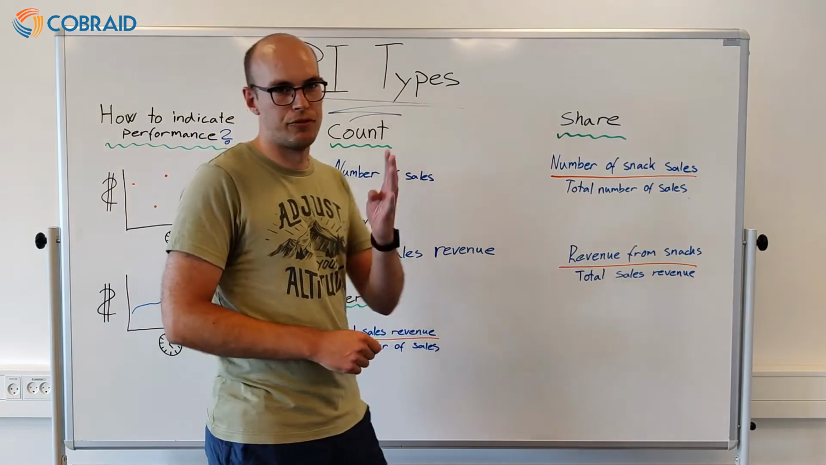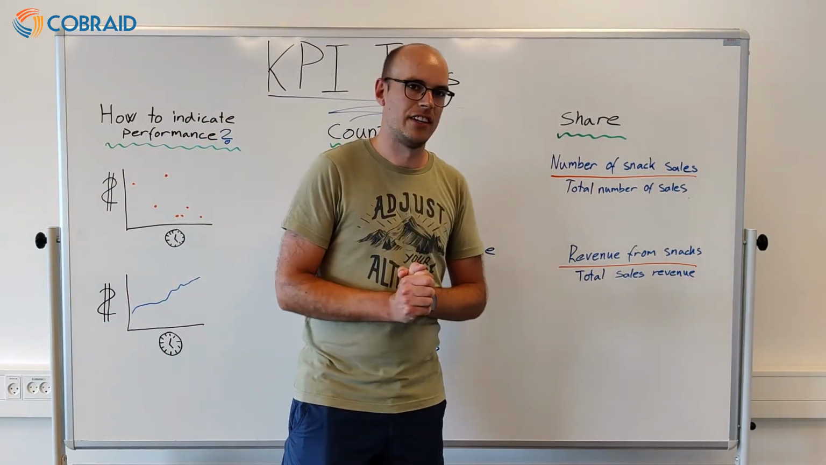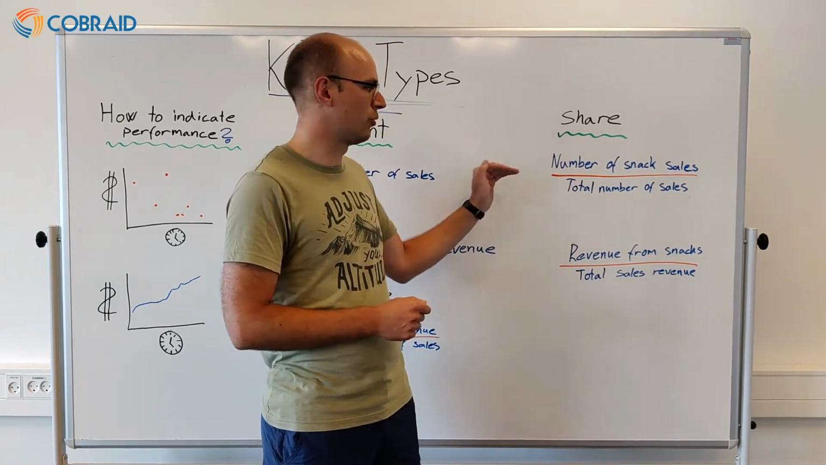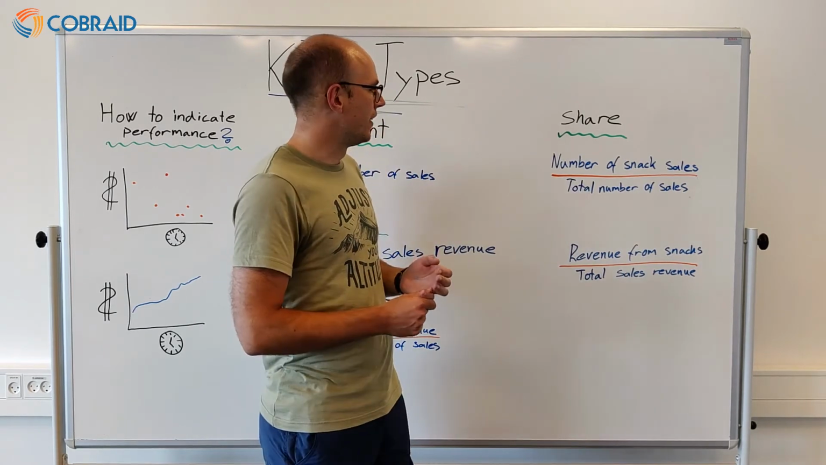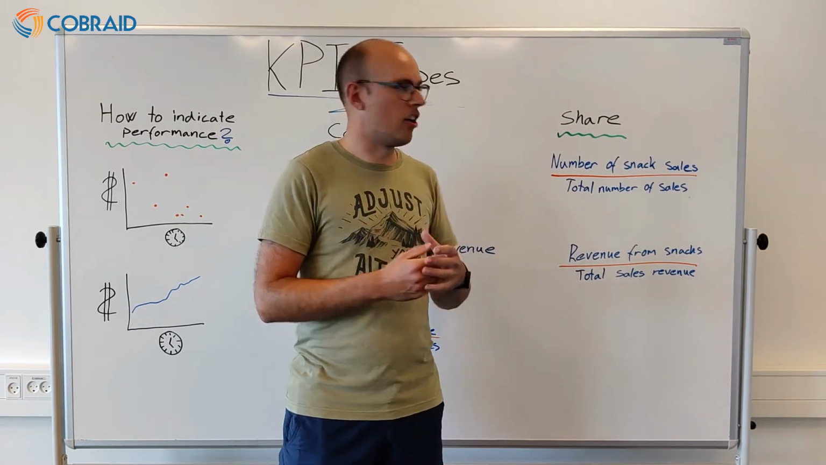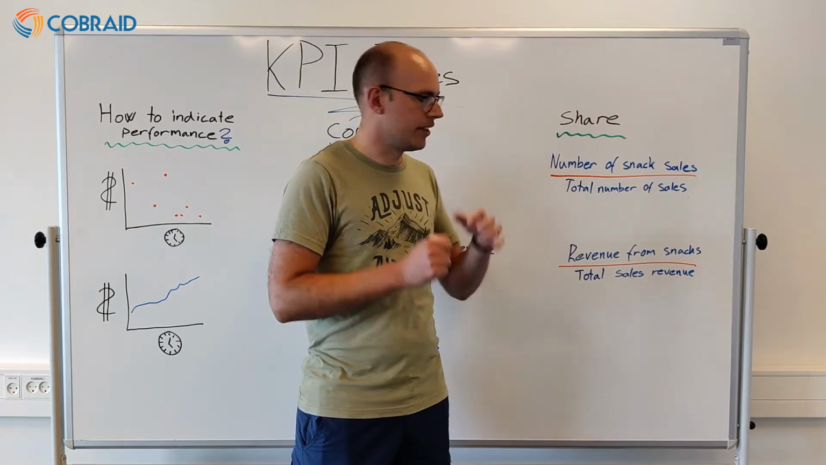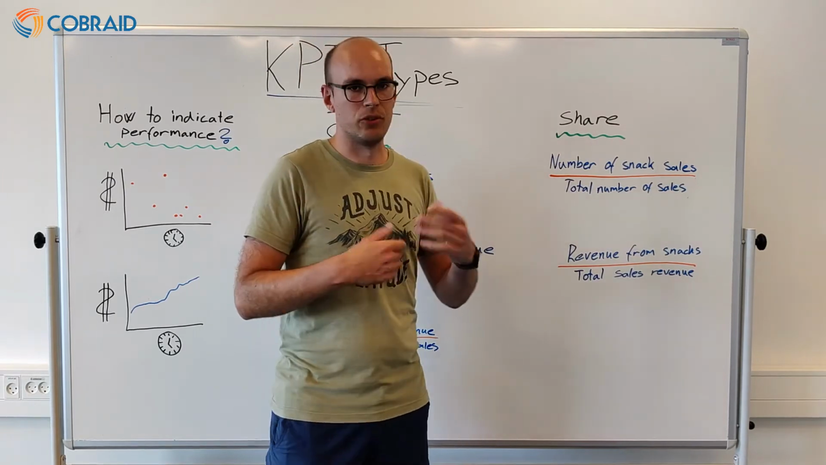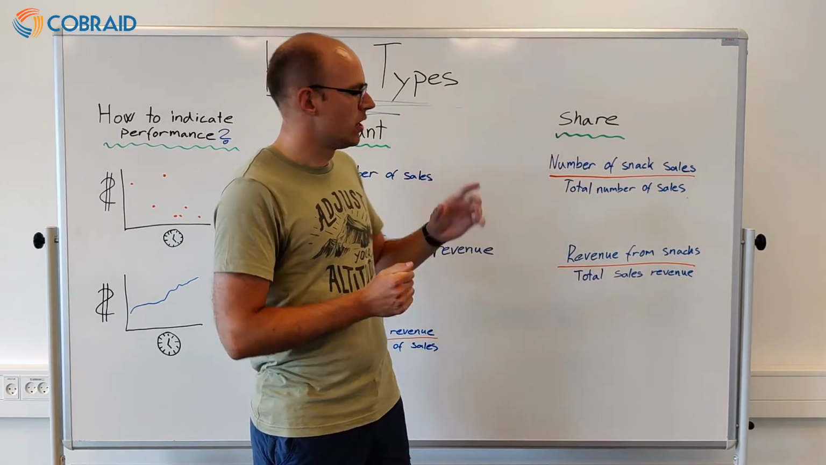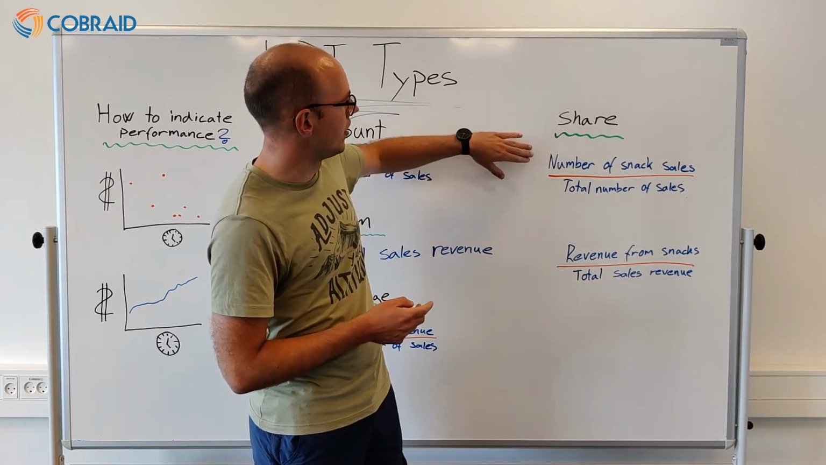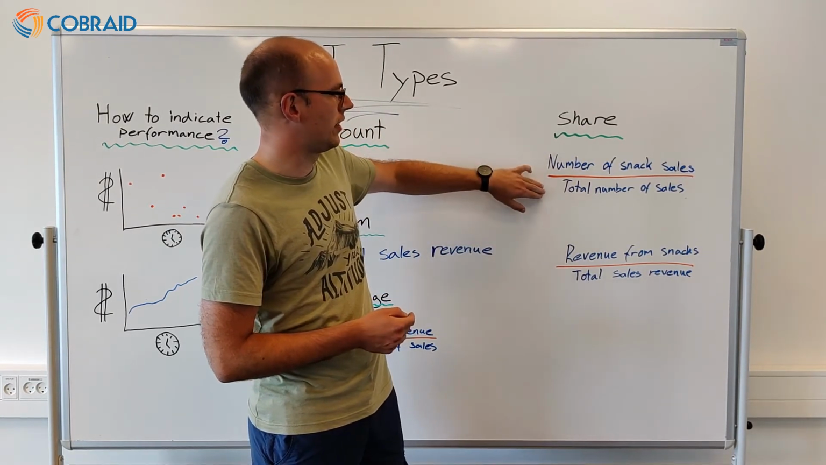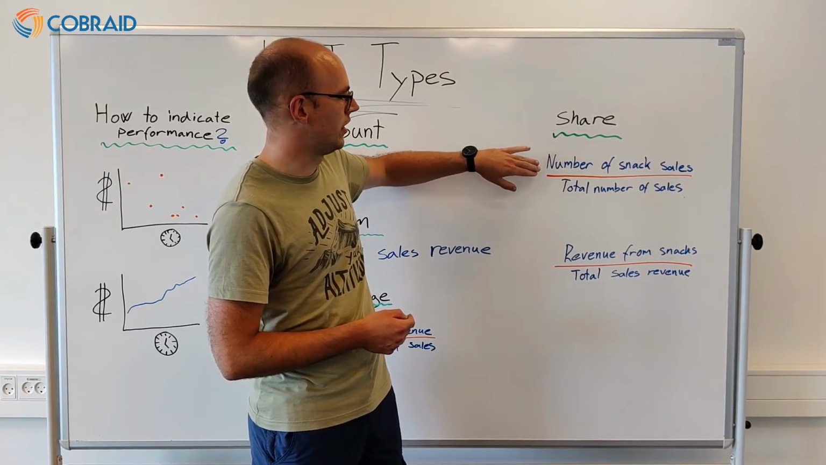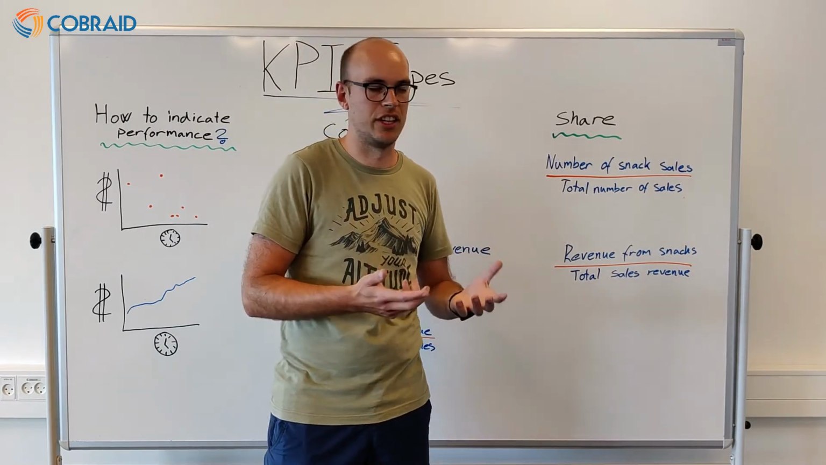Now, a special one, the fourth and final one, will be the share. And if we look at that, we can look at the number of snack sales over the total number of sales, for instance. And in that case, we get a share of snacks or sales including snacks as a part of the total number of sales. But what is important to notice here is that this number up here is always a part of this number down here. So we know that the number of snack sales is also included in the total number of sales.